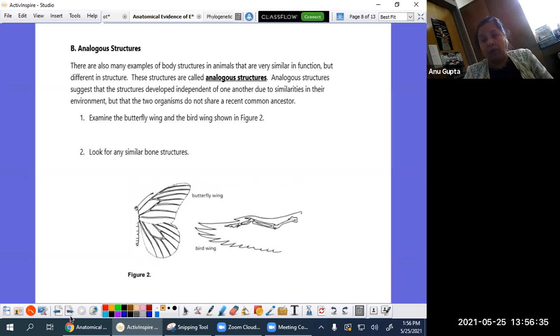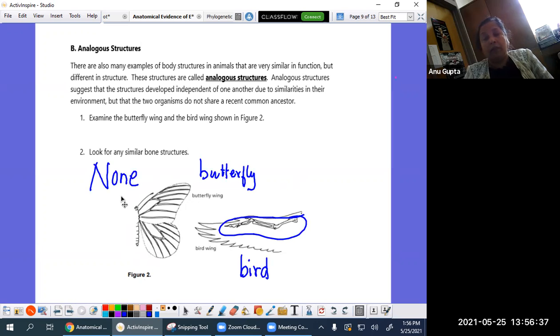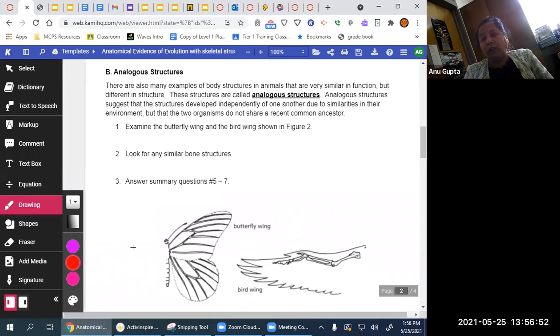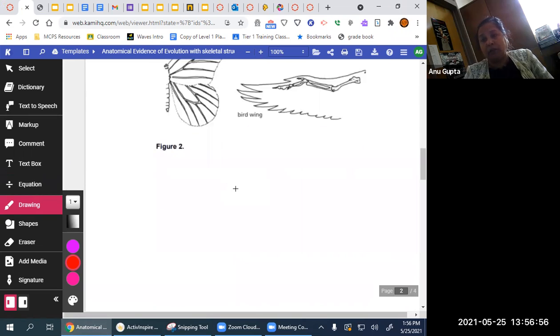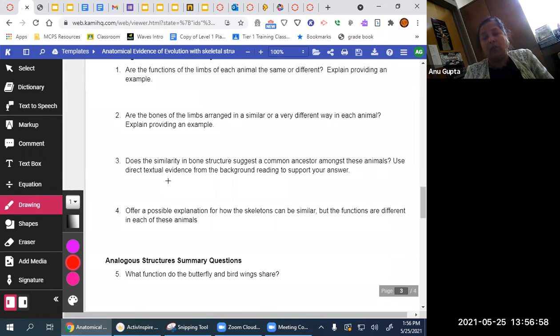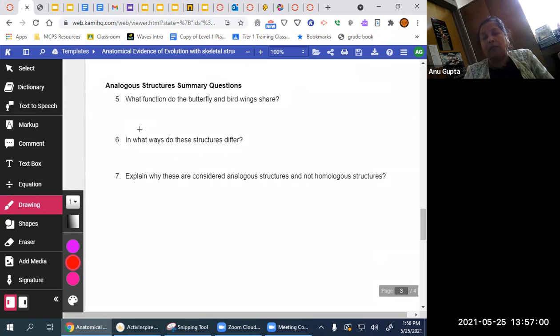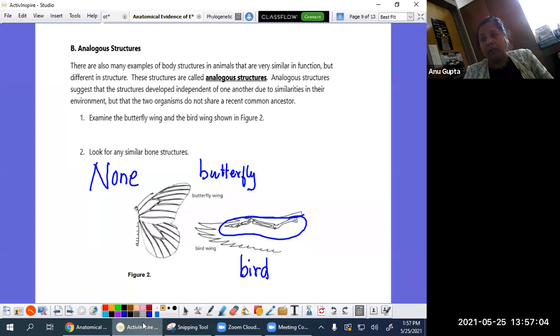The bird has the bone. None of the structures are common. The butterfly has no bones. They have thin membranes, and the bird has the bone. Now, after you're done with this, you're going to answer questions 5 through 7 of the analogous structures here. Questions 1 through 4 have been answered, and now you're going to answer 5 through 7. So let's look at that.